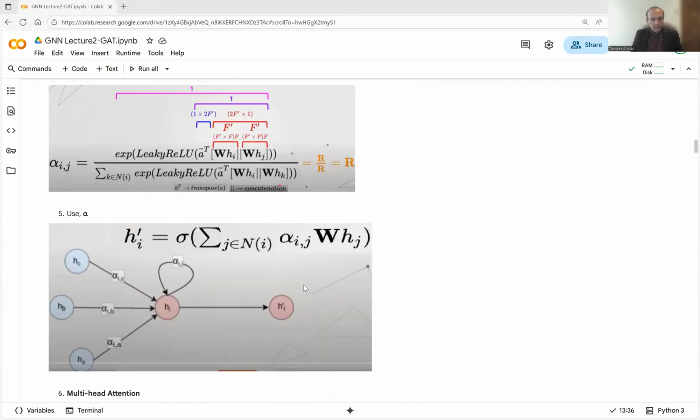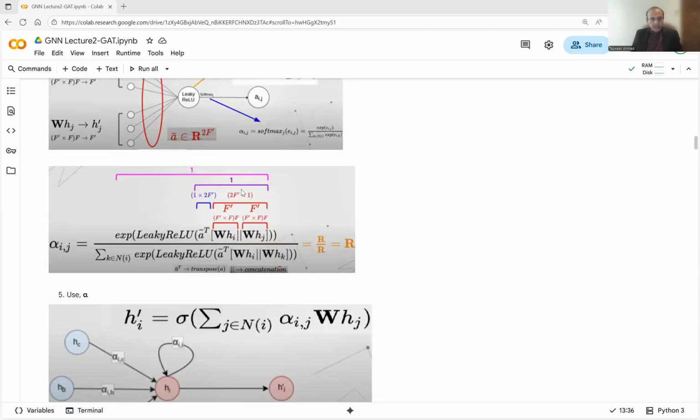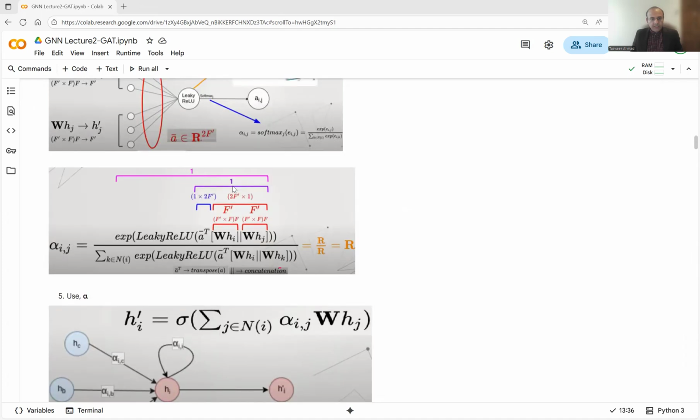So applying concatenation, then we apply the leaky ReLU function. After this multiplication, we get a scalar value, and finally applying the exponential, we get a scalar value in the numerator and a scalar value in the denominator. So at the end, we get a scalar coefficient for node j to I as an attention coefficient.